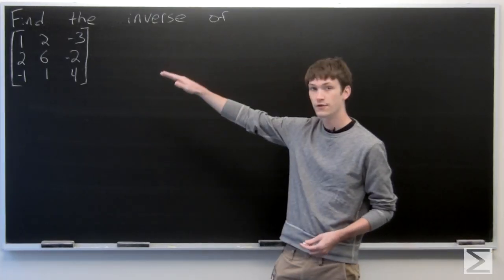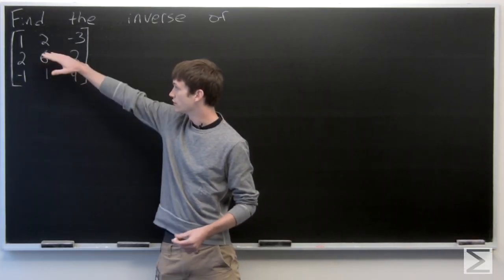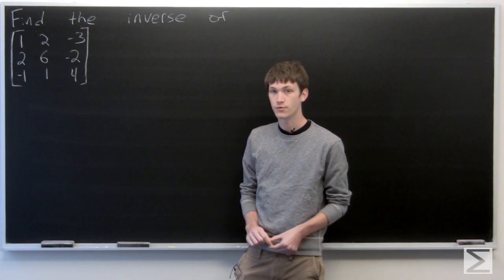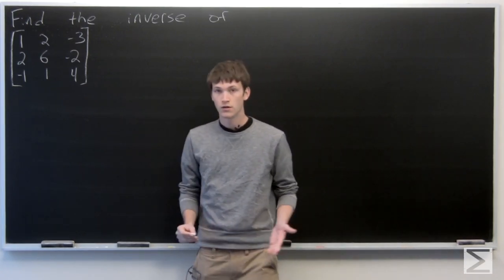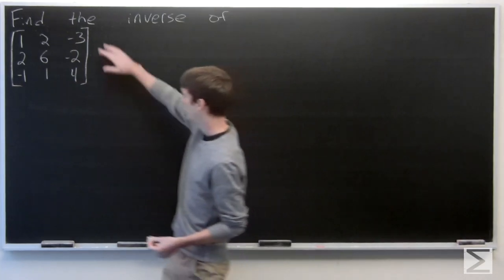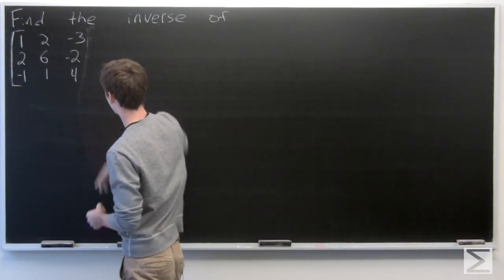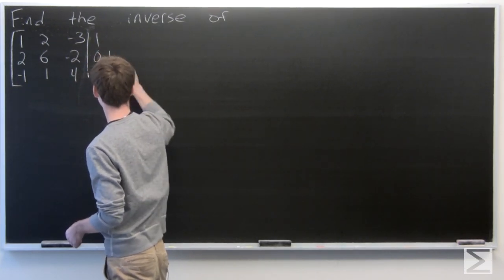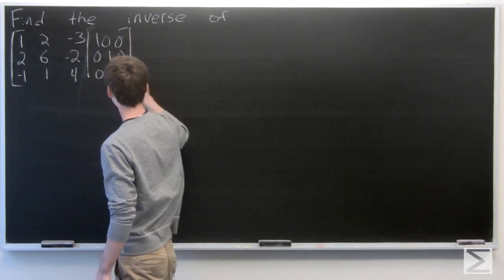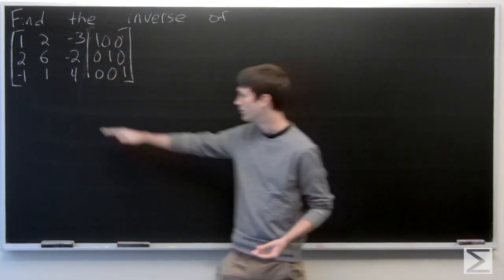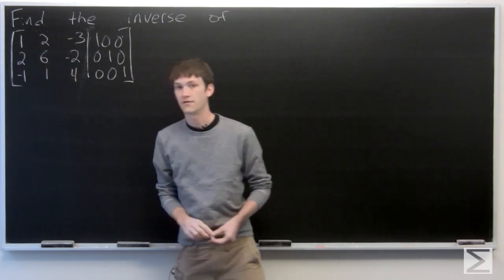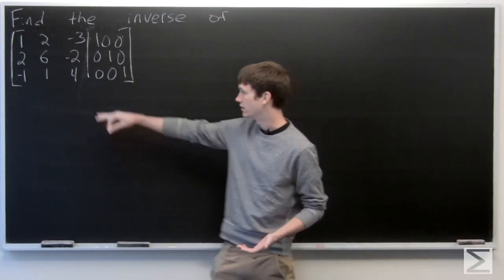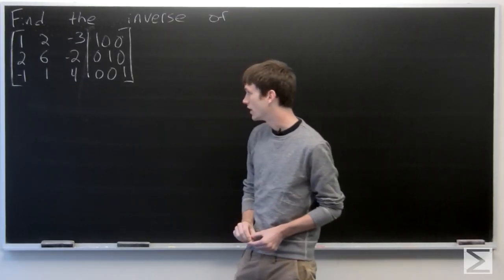Okay, in this problem, we're asked to find the inverse of a matrix given as: first row is 1, 2, negative 3, second row is 2, 6, negative 2, and the third row is negative 1, 1, 4. Okay, so we know that if the inverse exists, then when we augment the matrix with the identity matrix, we will get the identity on the left-hand side when we put it into reduced row echelon form. So we'll go ahead and put this into reduced row echelon form.